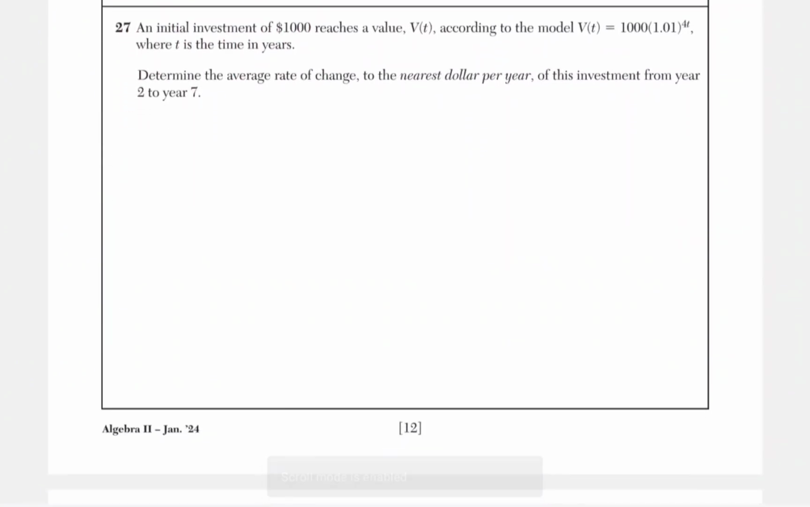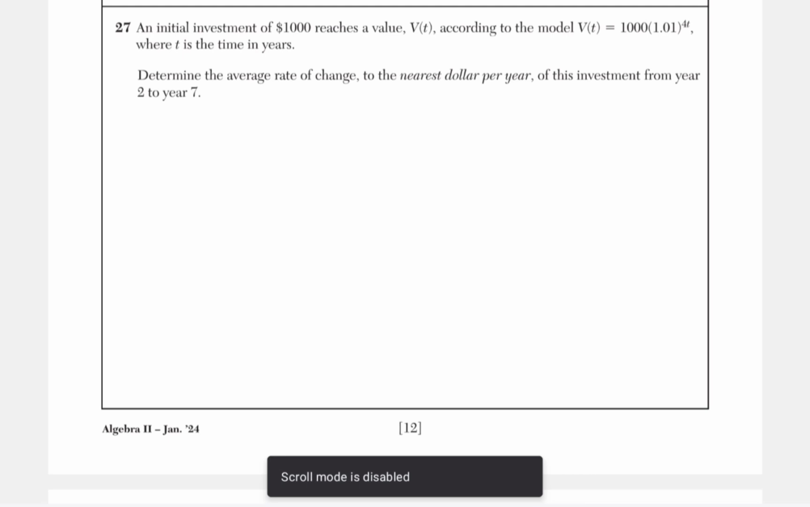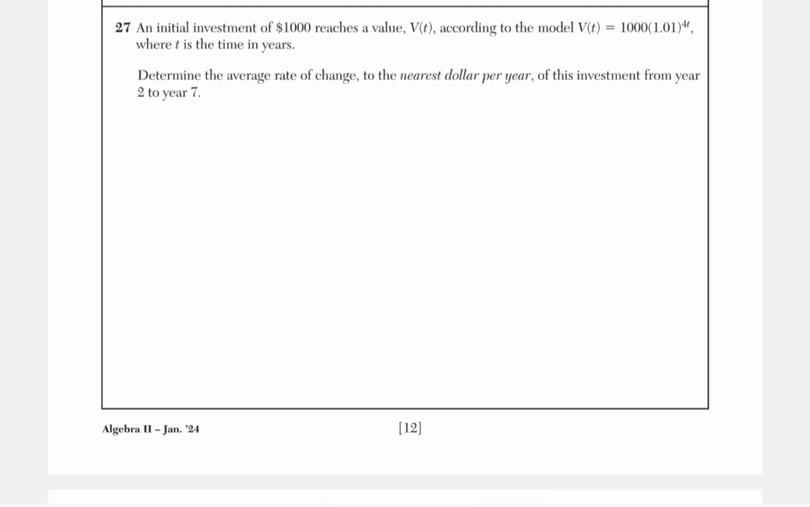Number 27 says, an initial investment of $1,000 reaches a value V(t) according to the model V(t) equals 1,000 times 1.014 to the t, where t is the time in years. Determine the average rate of change, to the nearest dollar per year, of the investment from year 2 to year 7. So let's break down the question. We're given this equation of V(t), where t symbolizes the time in years, and the initial value is $1,000. We want the average rate of change from year 2 to year 7.